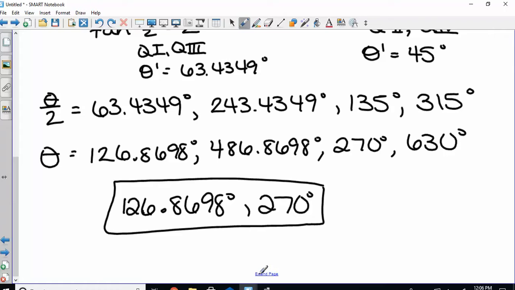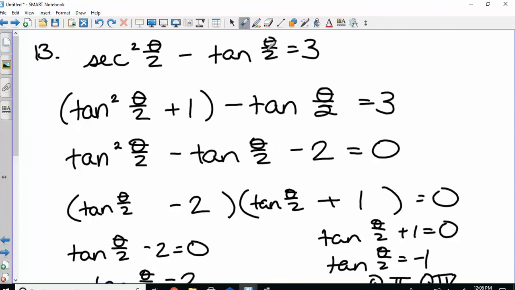Other questions? Would there ever be one like that, but with a double angle formula we have to do or something? There could. I probably wouldn't do it with tangent and secant. I would do it with sines and cosines if I was going to do a double angle.